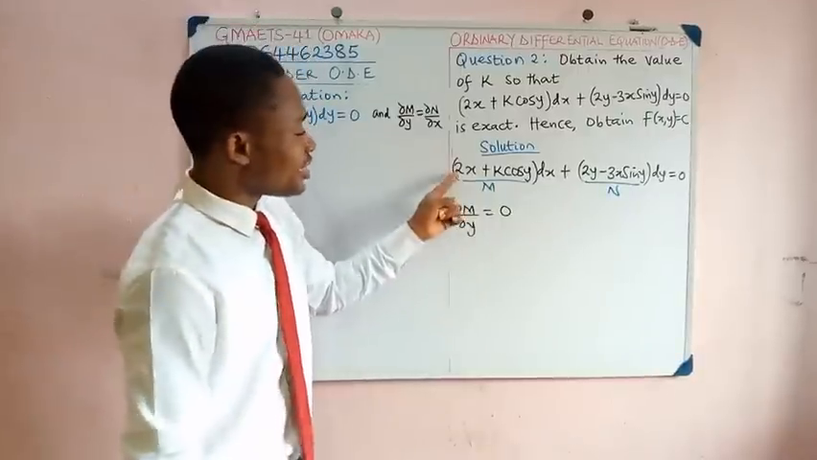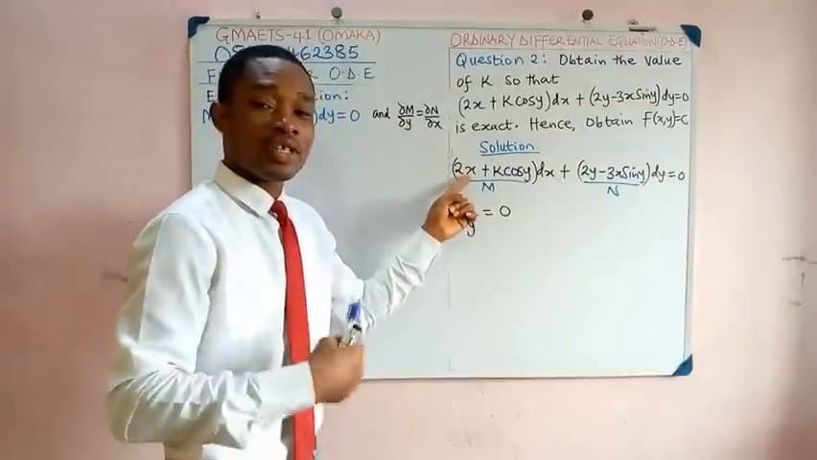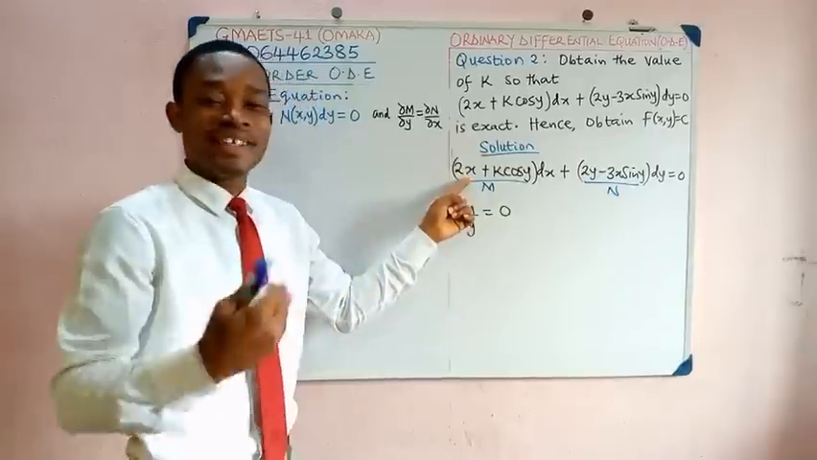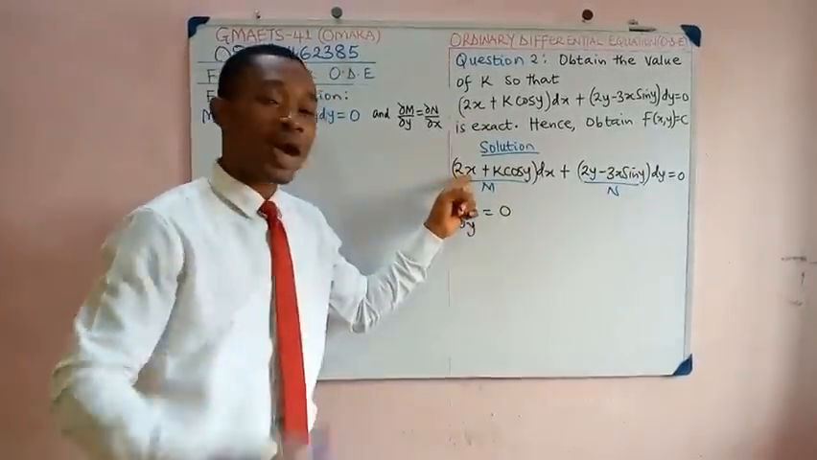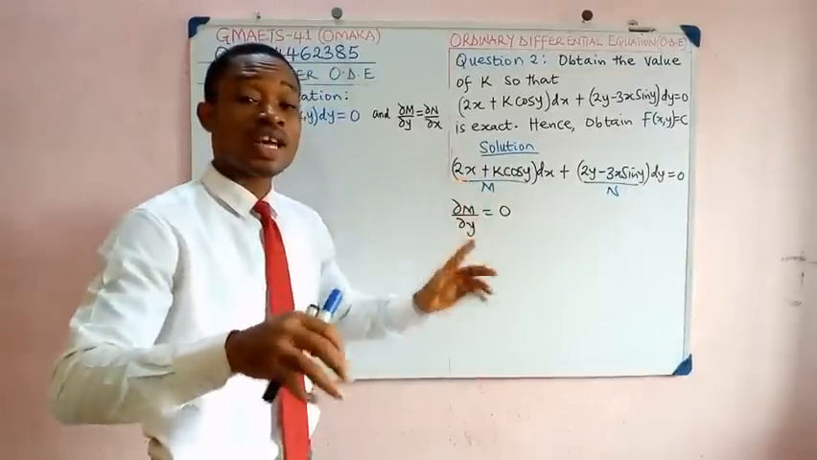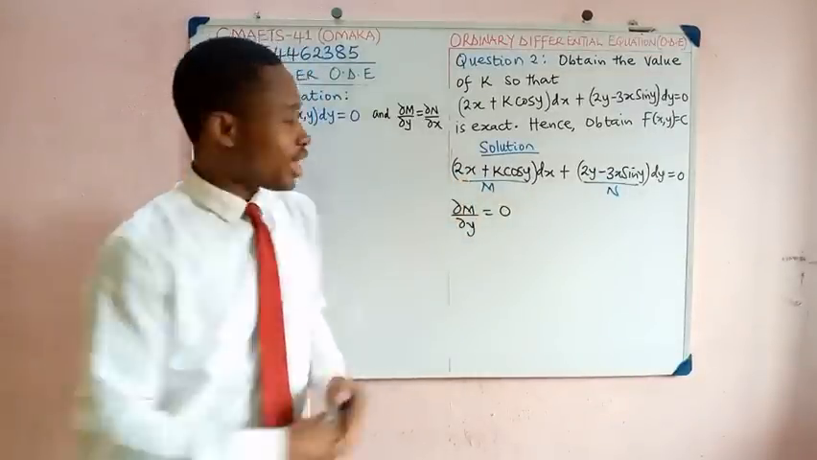Listen, if you are integrating 2x with respect to y, there is no y there. So integration will welcome back the variable y. But if you're differentiating, because there is no y here, it's a pure constant and it's going to be what? 0, because of differentiation. Okay, now we go on.